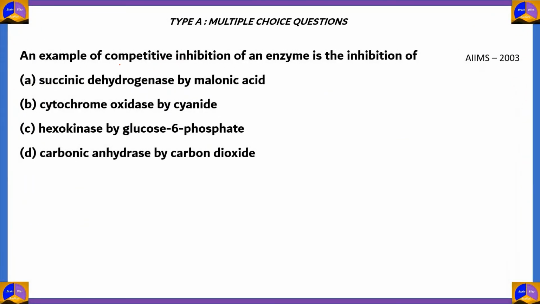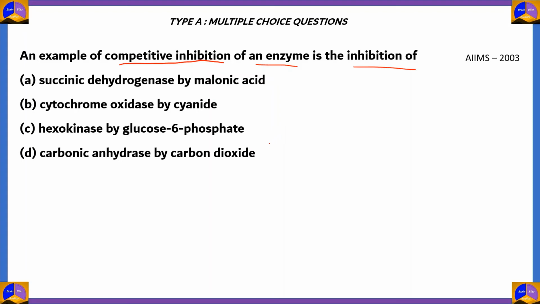An example of competitive inhibition of an enzyme is the inhibition of succinate dehydrogenase by malonic acid, cytochrome oxidase by cyanide, hexokinase by glucose 6-phosphate, carbonic anhydrase by carbon dioxide. So let's look at each of our options.